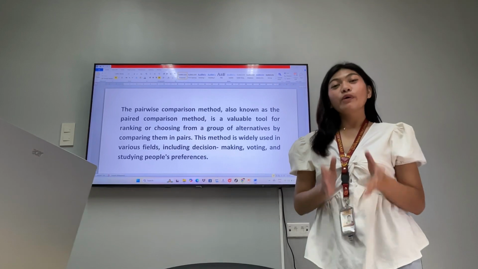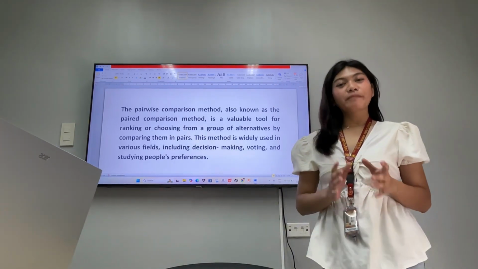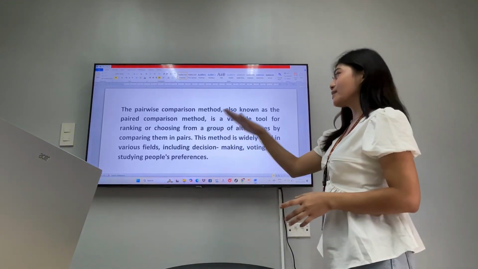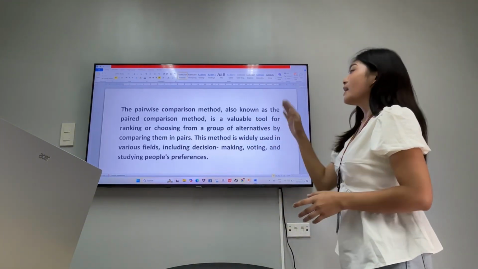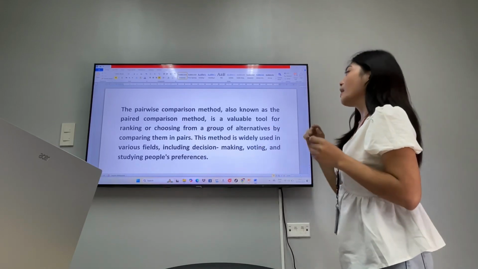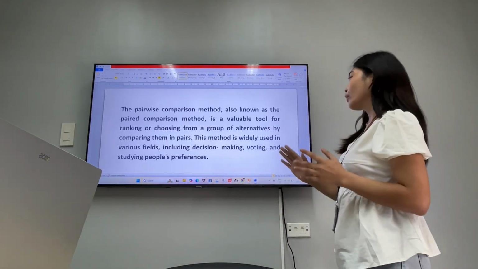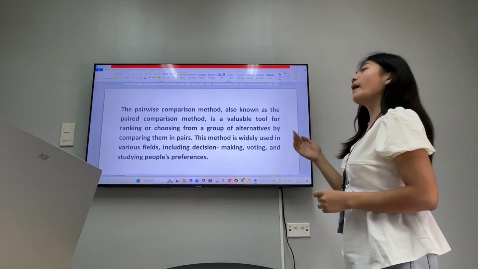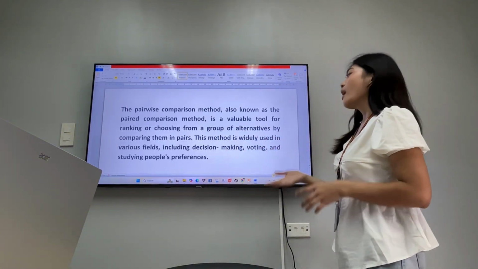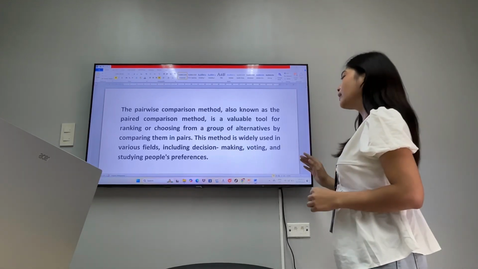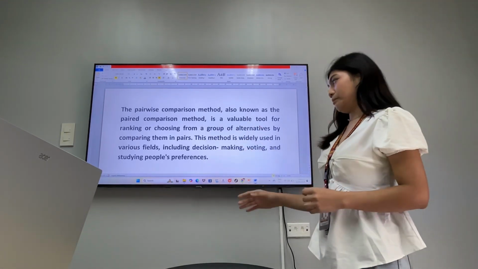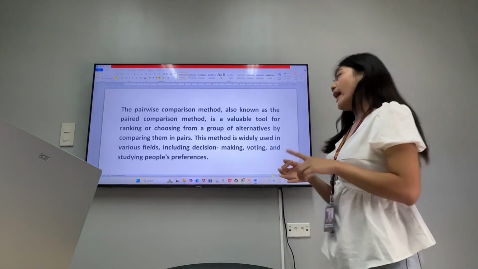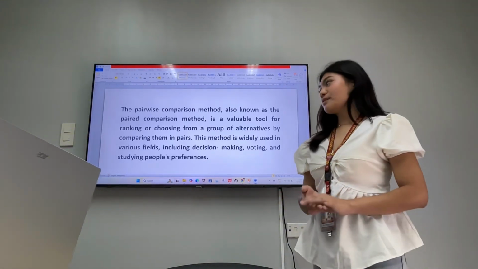In this video, we'll be talking about the pairwise comparison method. So what is the pairwise comparison method? The pairwise comparison method, also known as the paired comparison method, is a valuable tool for ranking or choosing from a group of alternatives by comparing them in pairs. This method is widely used in various fields including decision making, voting, and studying people's preferences.